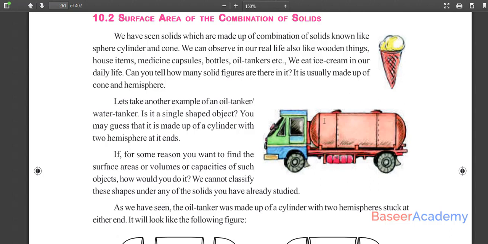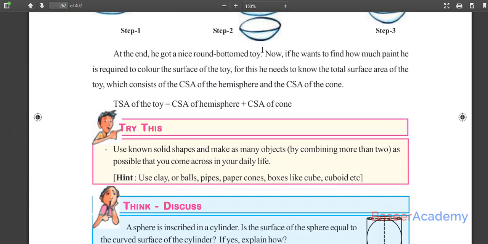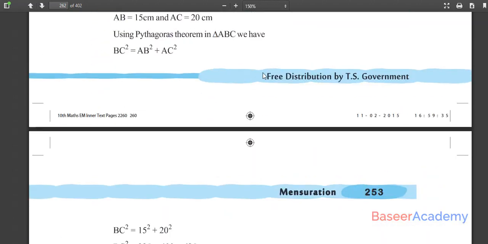Likewise, if we see a tank here, we see that it's a combination of two shapes. One is a cylinder, and then at both the ends of the cylinder you have two hemispheres attached to the cylinder, right? So we have to find out surface area of combination of solids in exercise 10.2, and it's not that difficult.